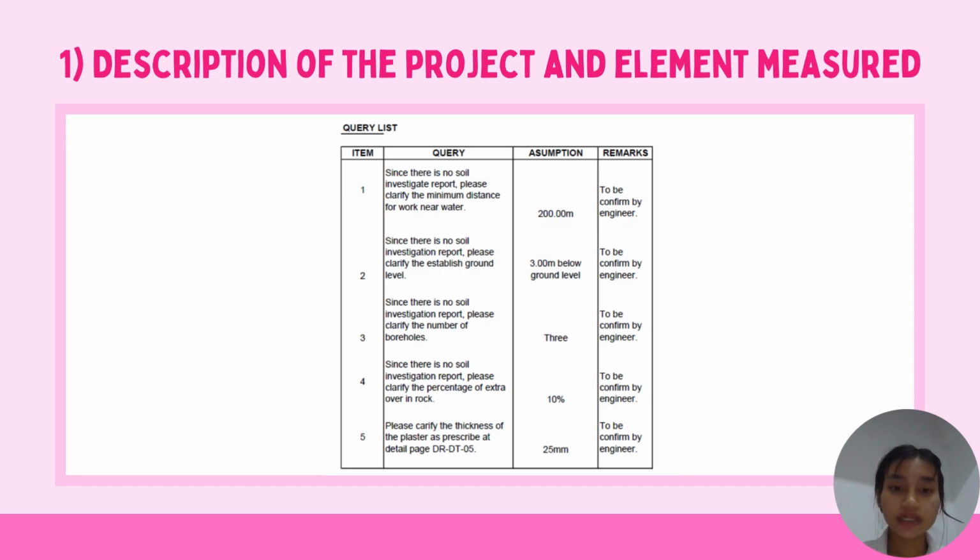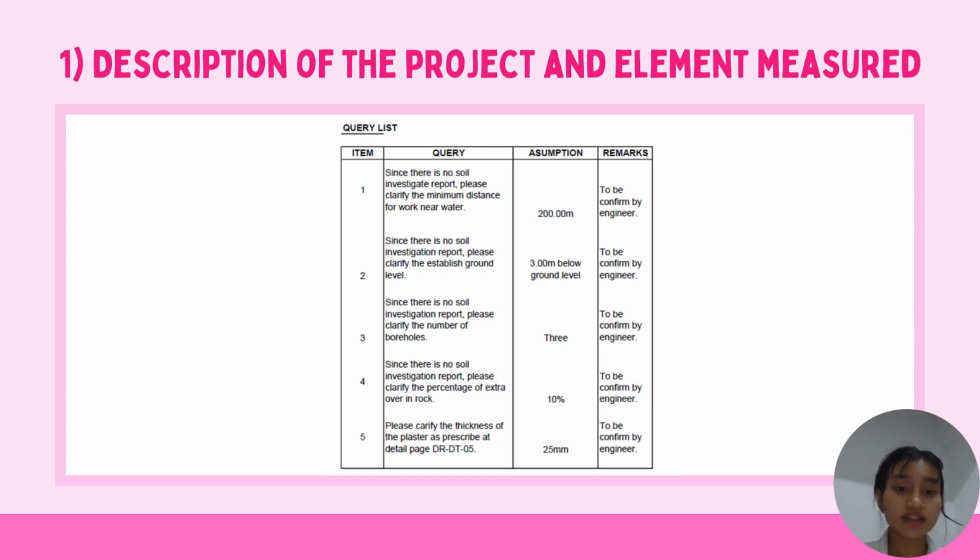This is the query list for the project, where the first item is: since there is no soil investigation report, the engineer needs to clarify the minimum distance for work near water, where in this BQ we assume the minimum distance for work near water is 200 meter.